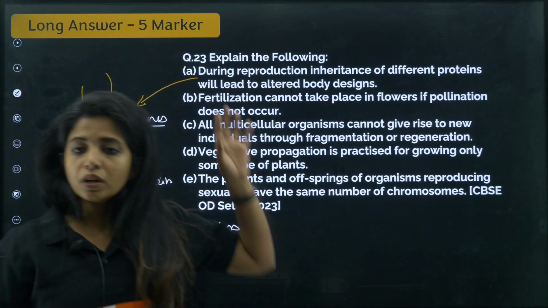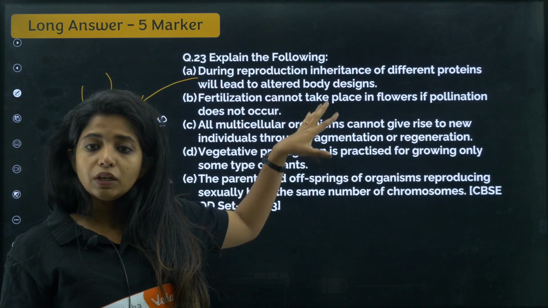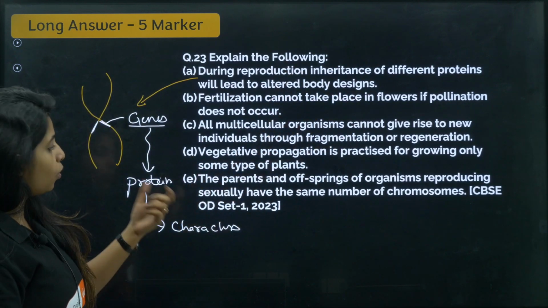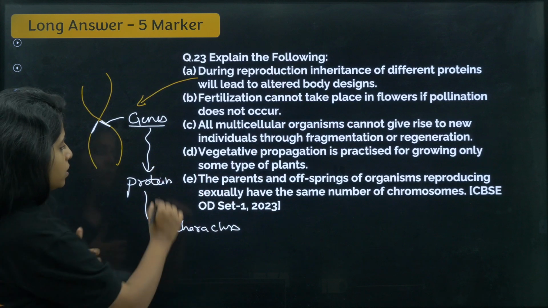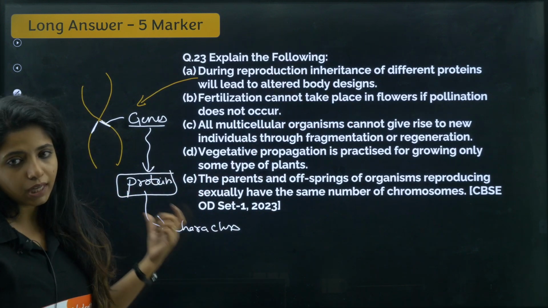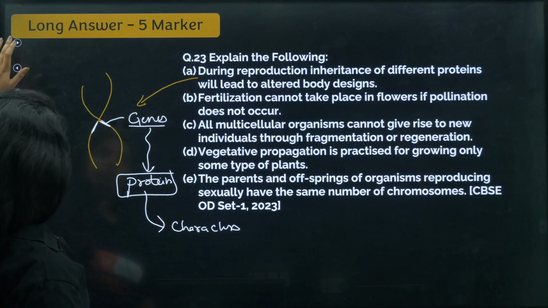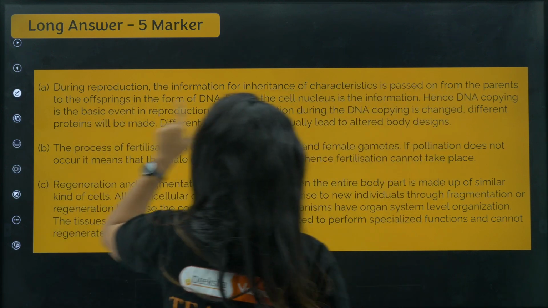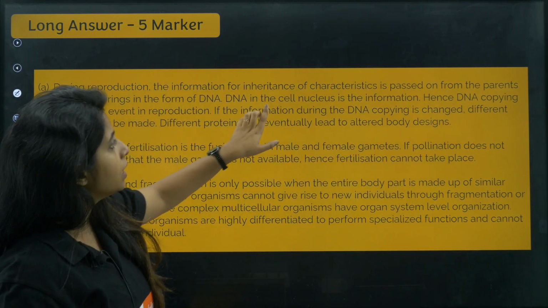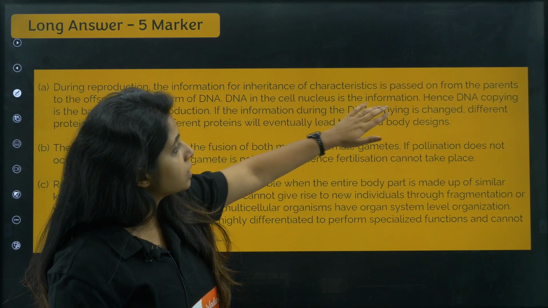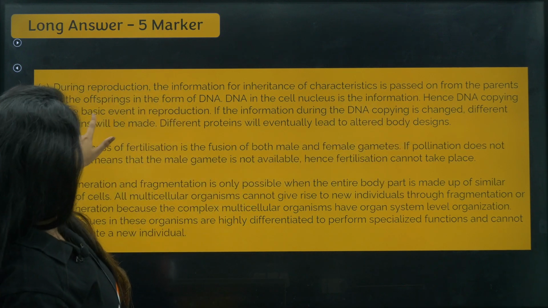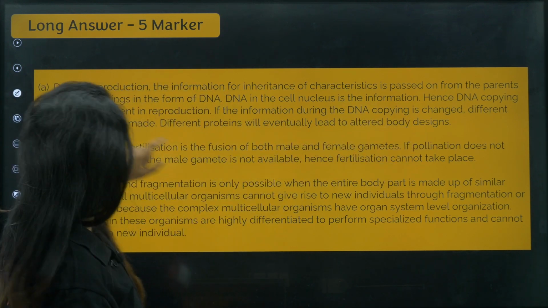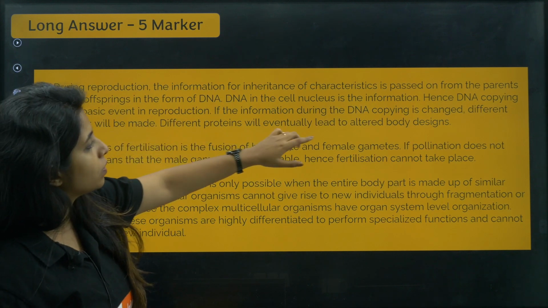So anyways, during reproduction, inheritance of different proteins will lead to altered body design. Yes, it will, because these proteins that you see are responsible for each and every character. So what is the answer? Let's see. During reproduction, the information for inheritance of characters is passed on from the parents to the offspring in the form of DNA. DNA in the cell nucleus is the information. Hence, DNA copying is the basic event in reproduction. If the information during the DNA copying is changed, different proteins will be made, and different proteins will eventually lead to altered body design.